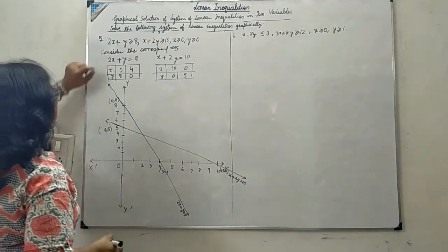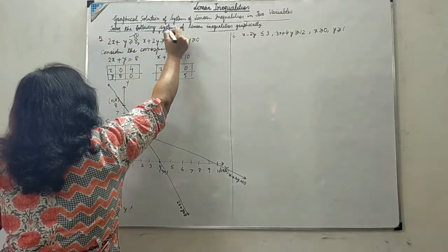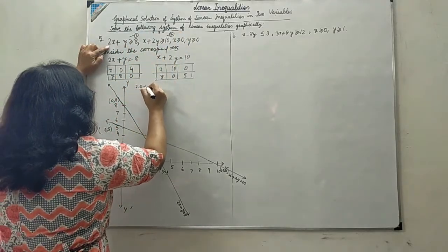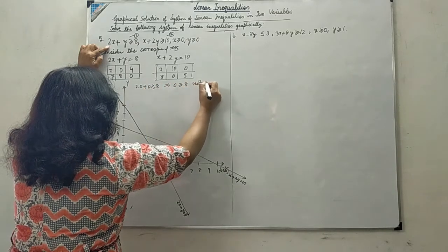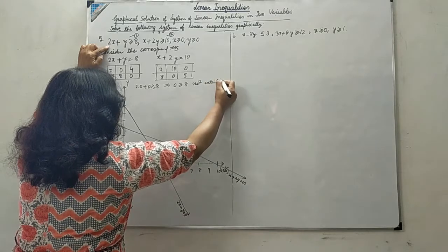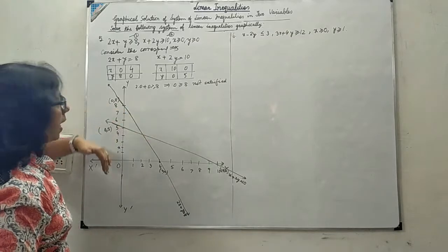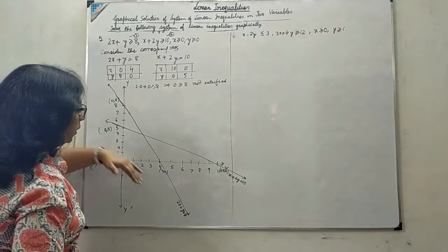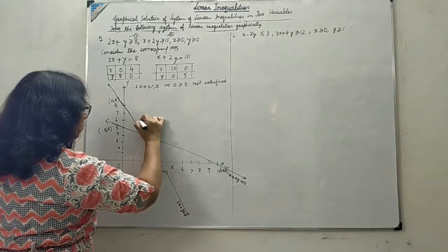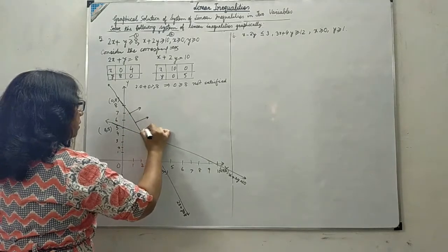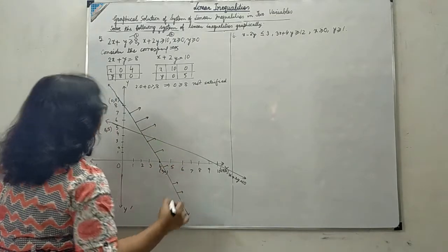Now you can see that if I substitute in the first, 2 into 0 plus 0 greater than or equal to 8, that means 0 greater than 8, this is not satisfied. If it is not satisfied, again the half plane which does not have the origin is the required part. So for this first line, opposite to the origin we will put arrows. We can take 1 or 2 arrows.